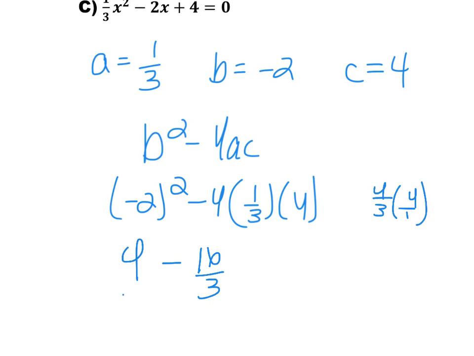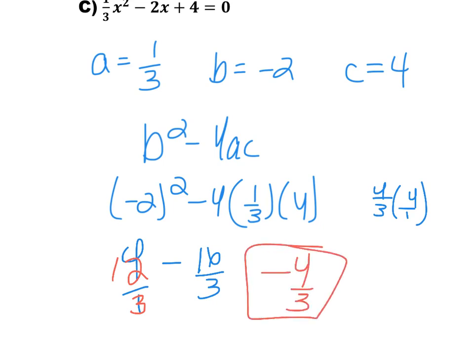So this is 4 over 1, right? If I change 4 over 1 into thirds, if I change this to 3, what do I multiply the bottom by? 3. So then what do I do to the top? So this is 12. Good. So what's 12 minus 16? -4. It's -4/3. That's the value of my discriminant. So what does that tell you about your solutions? There's two imaginary. Good.